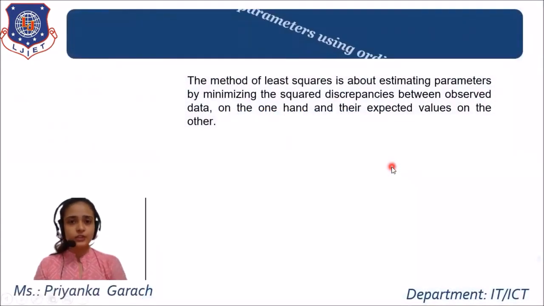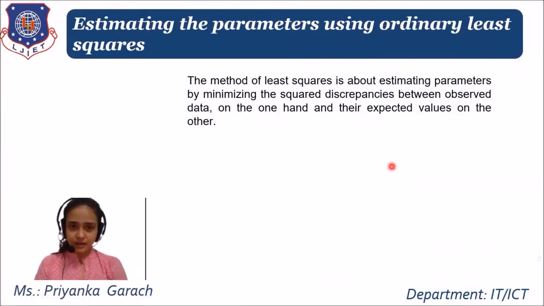Let's start with the first one, estimating the parameters using the ordinary least squares method. We have already seen the implementation of the OLS method, but how this OLS method works in the background, we have to see here. The method of least squares is about estimating the parameters by minimizing the squared discrepancies between the observed data on the one hand and their expected values on the other hand.